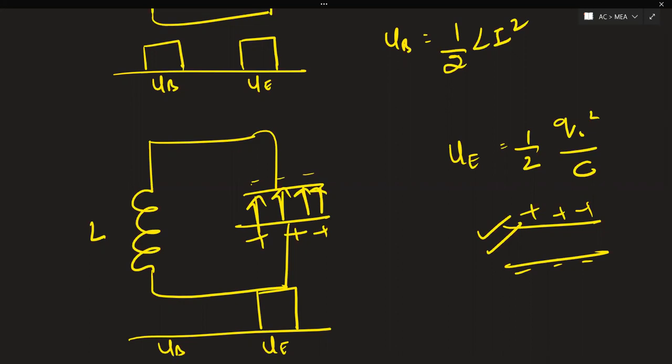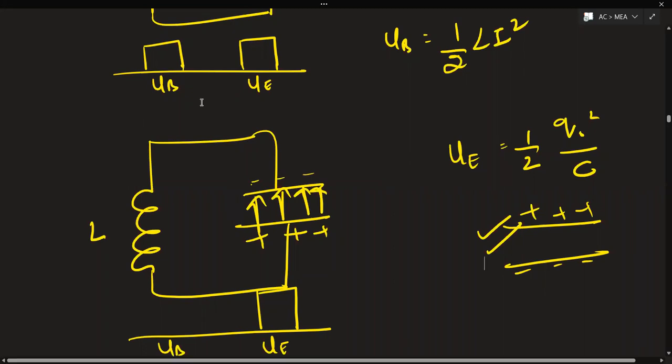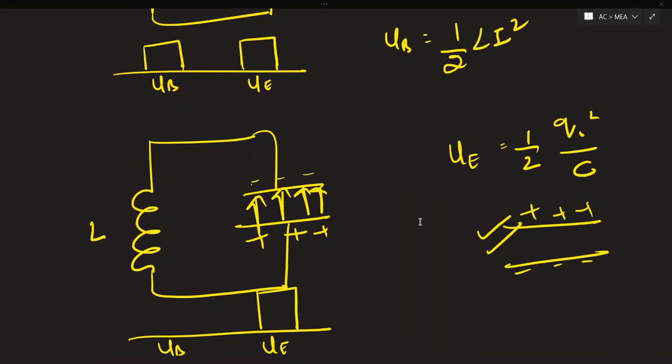That is what is happening over here. There is oscillation of the electrical and magnetic energy, if you see. You notice there's oscillation of electrical and magnetic energy. At certain points, electrical energy is high. At certain points, magnetic energy is high.